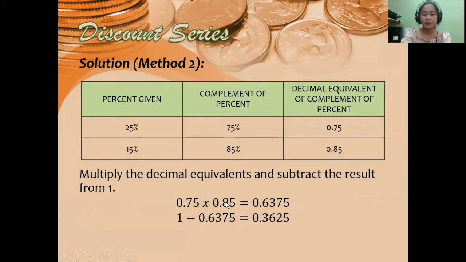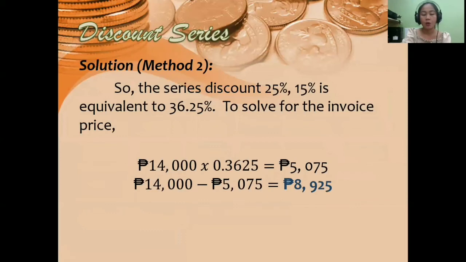Then after multiplying the two decimals, we will subtract the result from 1. Why 1? Because 100% in decimal is 1. That's why we will subtract 1 minus 0.6375. So the answer is 0.3625 or 3,625 10,000ths.